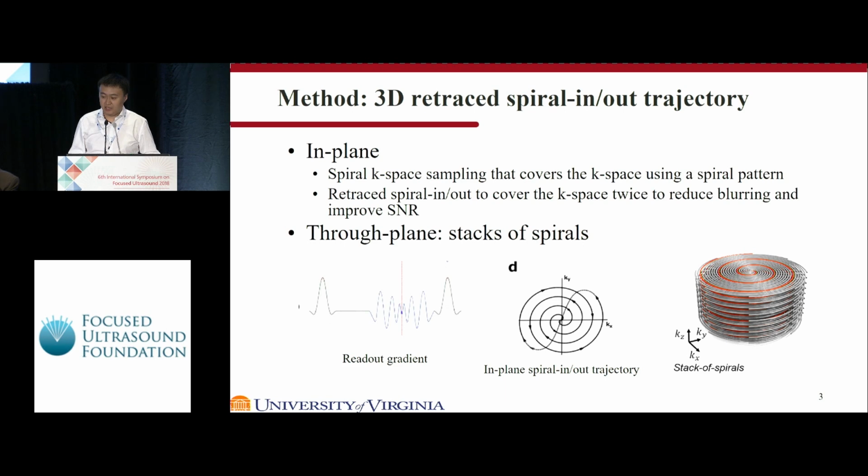The first figure is the readout gradient. We have symmetric gradients before and after TE, and the resulting trajectory in the kx-ky plane is that k-space moves out first with a prewinder, then spirals into the center at TE, and then spirals out to the edge of k-space. After rotating 180 degrees, it repeats itself so that it can reduce blurring, also with a 2-times average. And on kz, it's just a stack of such spirals.